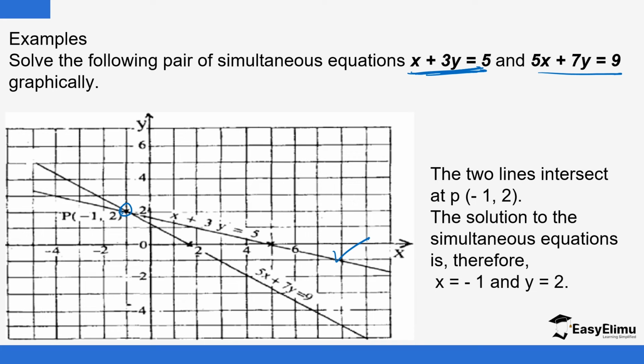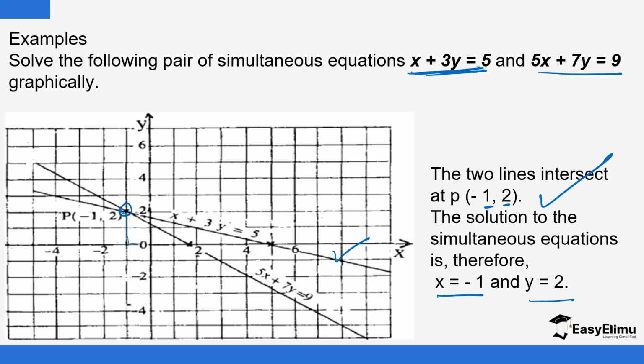For example, these two lines meet at the point negative 1, 2. See, negative 1 and then 2, on the positive side of the y-axis. So the x coordinate here becomes the x value and the y coordinate becomes the y value. So we can conclude and say x is equal to negative 1 and y is equal to 2.